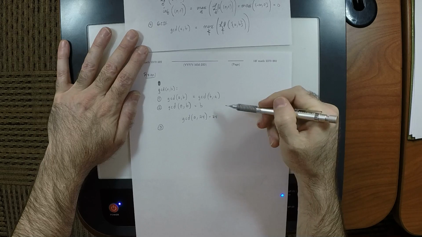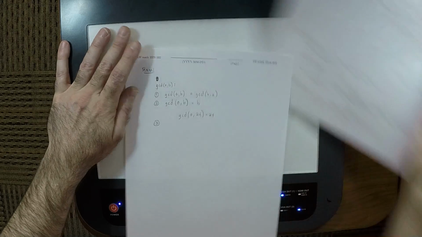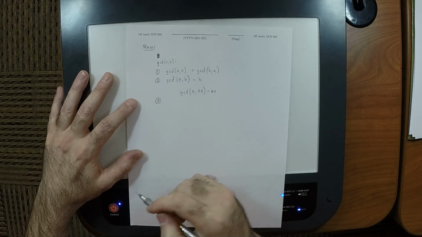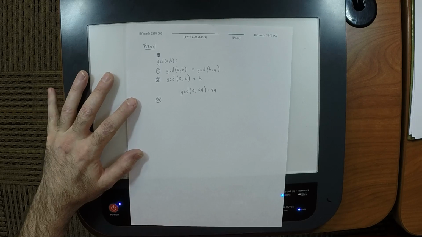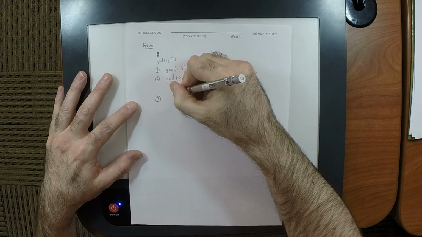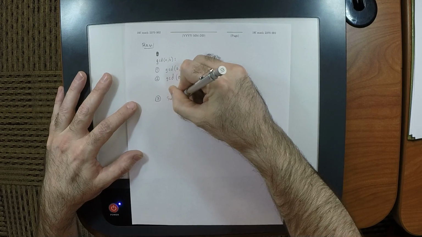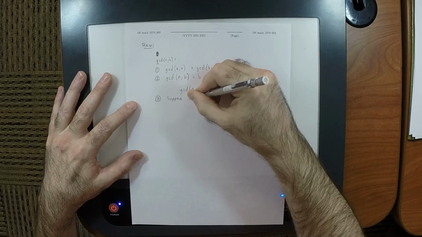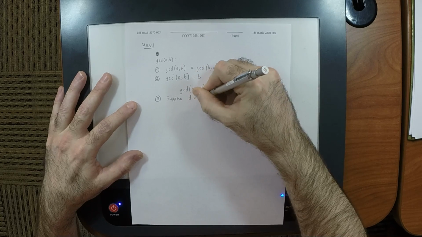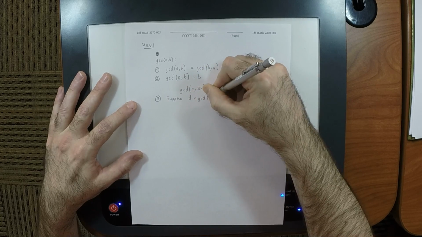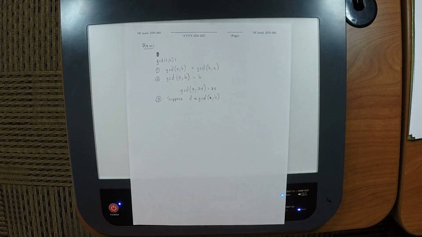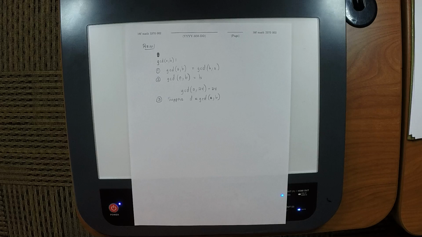Finally, these two are not enough to be able to calculate. But this next thing will give us something that is enough. And it is the following. We can say, all right, suppose that D is the GCD of A and B. Suppose that for some reason we know that. Like maybe we went ahead and wrote out the whole division lattice and we actually just did it. Suppose that we know that.